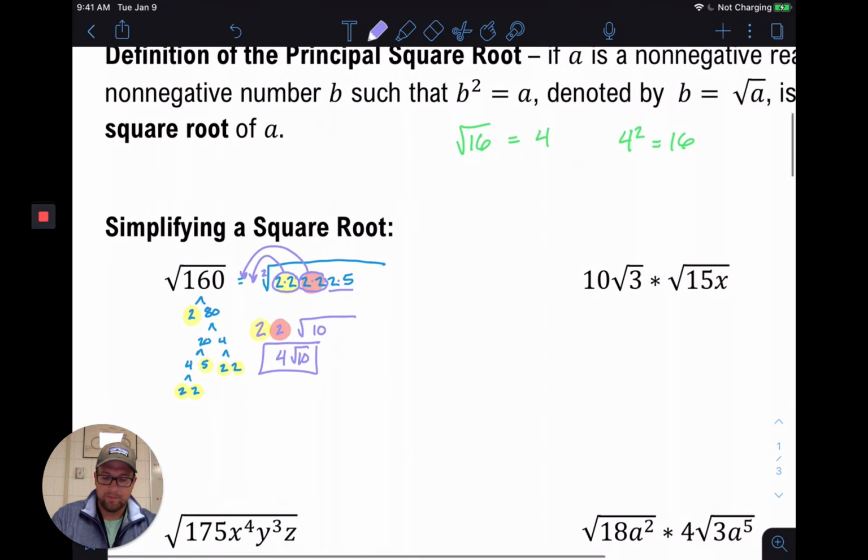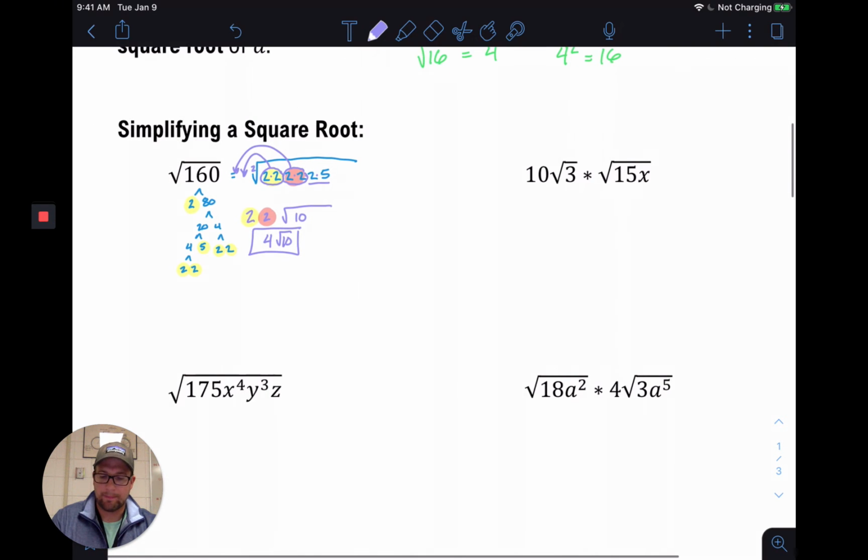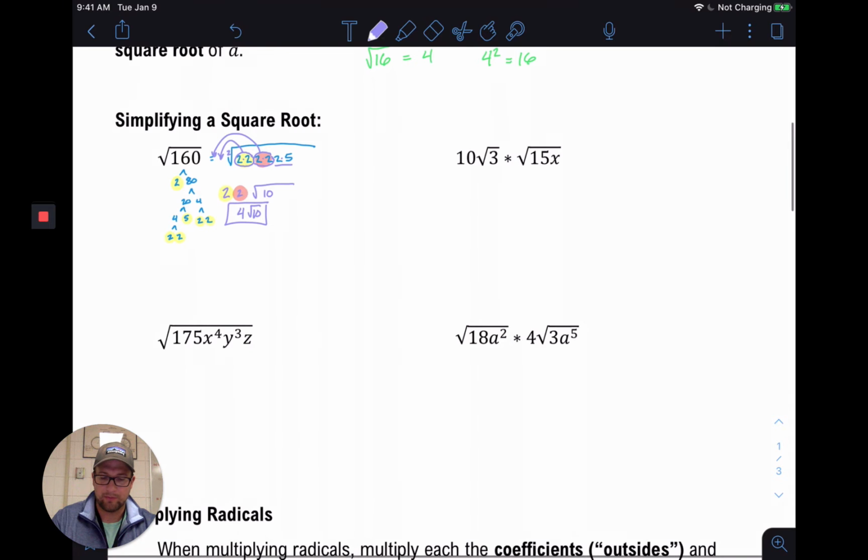Let's move on to the next one. Let's go to the one right below it here for a second, then we'll jump in. Those have a little bit more multiplying to do.